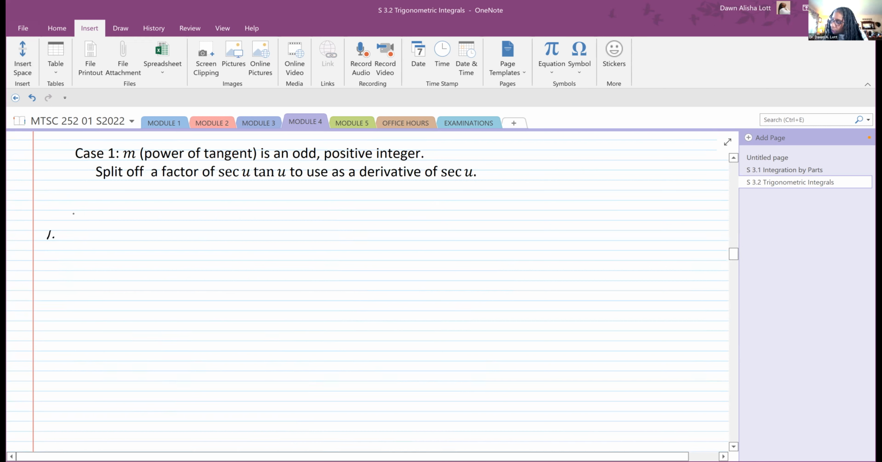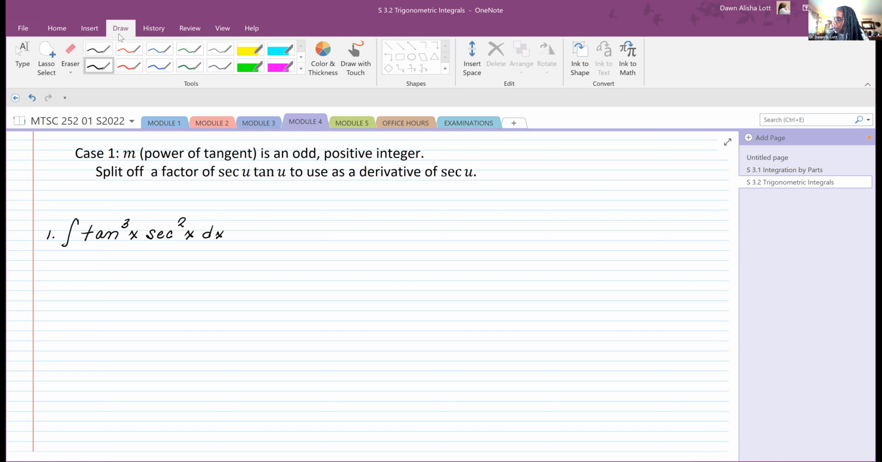Okay, so we have something like the integral of the tangent cubed of x times the secant squared of x dx. We see that the power of the tangent is odd, so we are going to do the same thing. We are going to split off a secant and a tangent, and then we have to get rid of everything else. Once you pull the tangent off, throw them away.